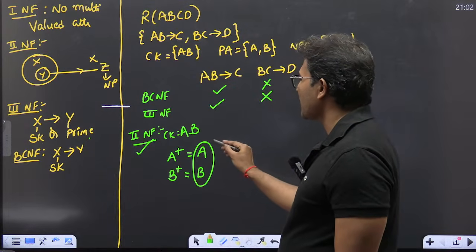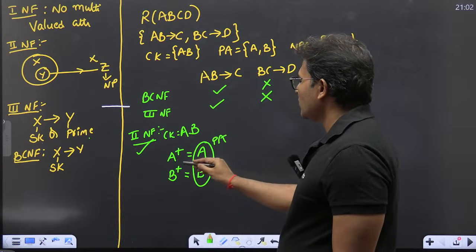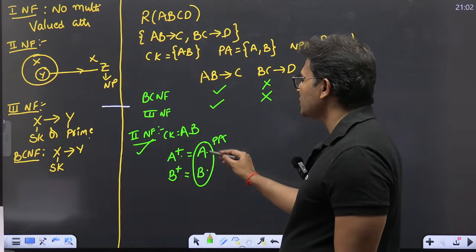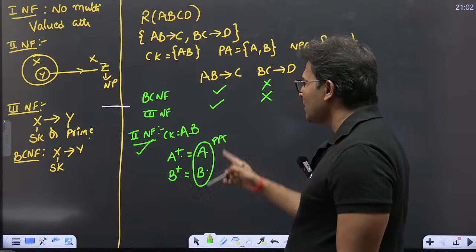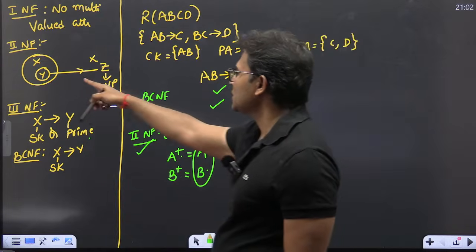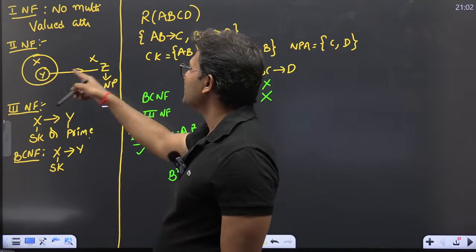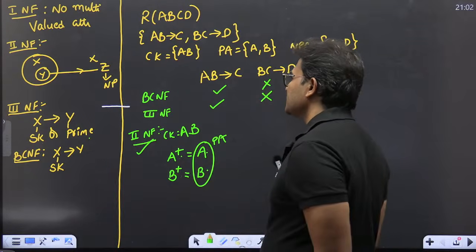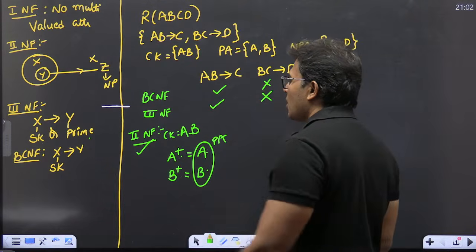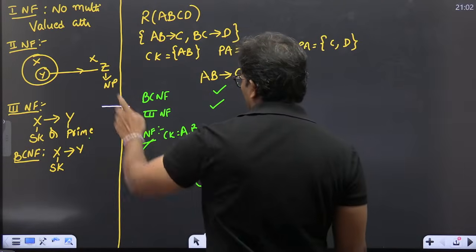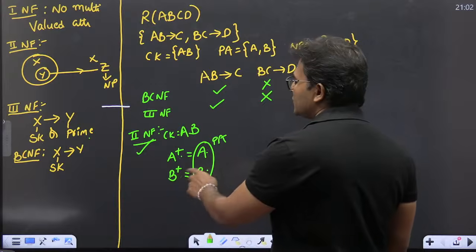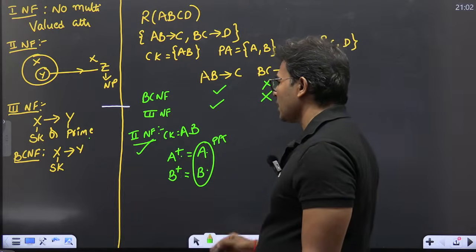these two are prime attributes. Partial keys are determining prime attributes. That is why it is not a partial dependency. What is a partial dependency? A partial key determining a non-prime attribute is a partial dependency, right? Here part of the key is determining prime attributes only. That is why this is in second normal form.